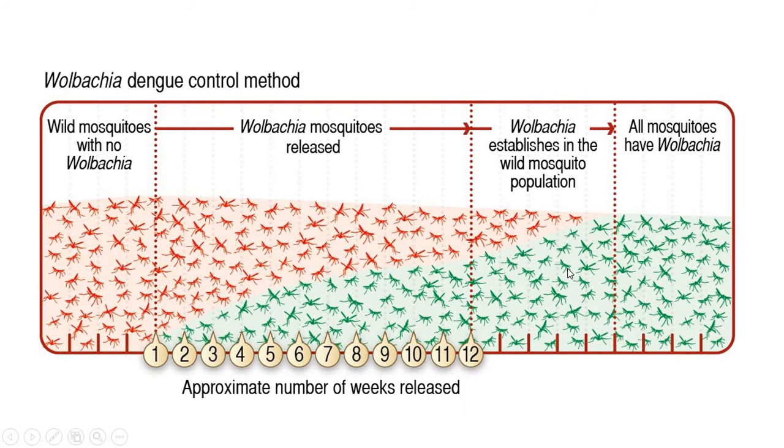This is what the concept is: wild mosquitoes with no Wolbachia. Here, these are the large numbers of these mosquitoes in the wild, no Wolbachia. As you start releasing Wolbachia mosquitoes, just a few over time, you keep releasing over time Wolbachia mosquitoes. So you started it here.